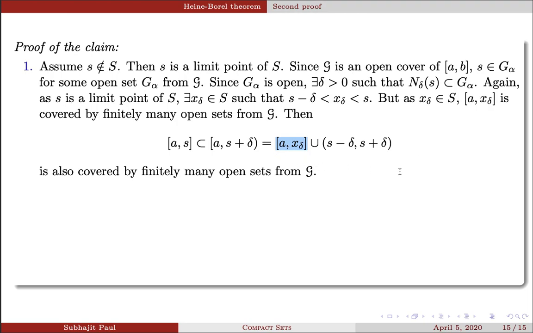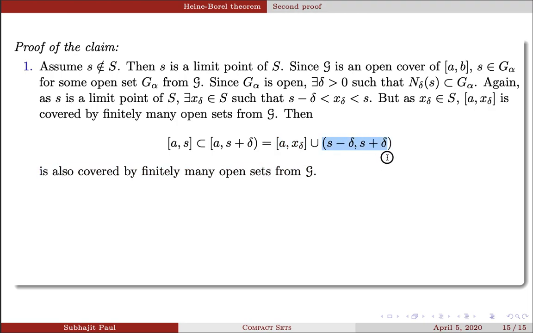Okay, this is extremely easy to see. This will be true. That A to x plus delta, the closed interval, union the delta neighborhood of S is this interval A to S plus delta. Fine. Now something to note here, that since x delta came from S, so A to x delta, this part is covered by finitely many open sets from G.